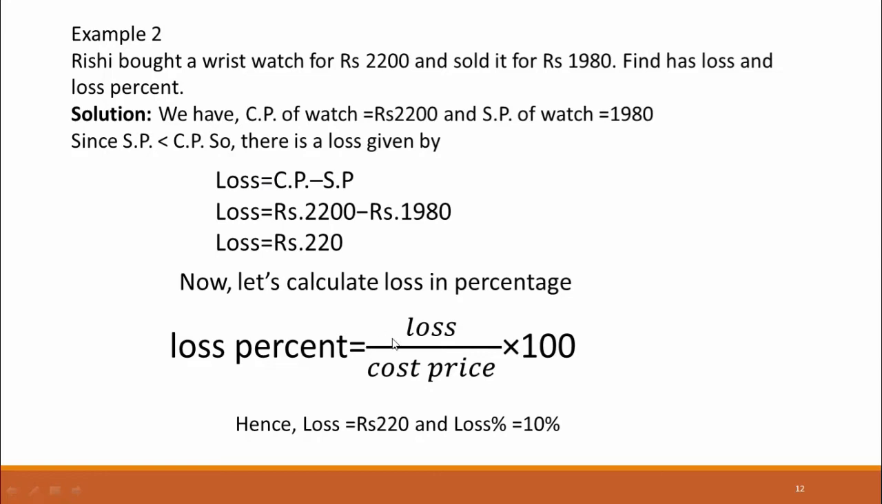Now to calculate the loss percent: loss divided by cost price multiplied by 100. Putting the value of loss, 220, and the cost price, 2,200, we get 220 divided by 2,200, whole multiplied by 100. After simplification, we obtain 10%. The loss is 220 rupees and the loss percent is 10%.